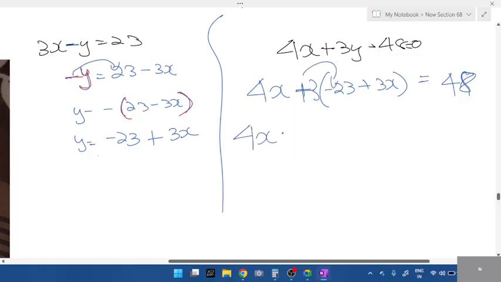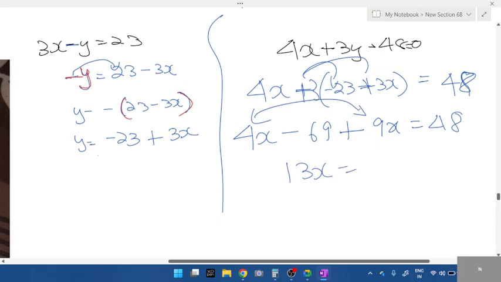Plus into minus is minus. 3 3s are 9, 3 2s are 6. Plus into plus is plus. 3 3s are 9x. Don't write 3 plus 3, don't think it as 3 plus 3, not 6x. 3 3s are 9x is equal to 48. Both are positive, 9 and 4 are positive. 9 plus 4 is 13. Minus 69 goes to the other side, becomes plus 69. X is divided by this one, add this.